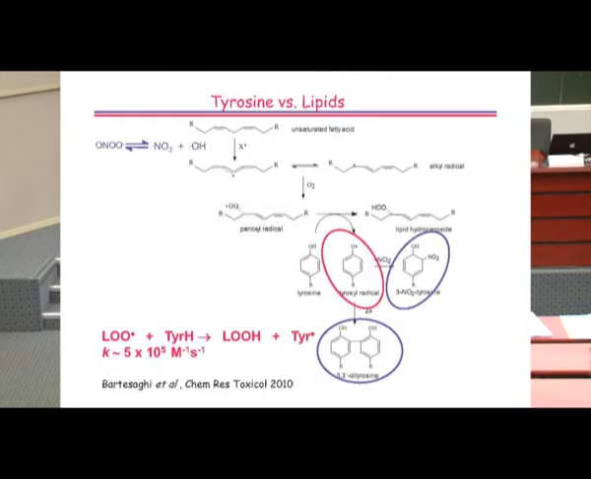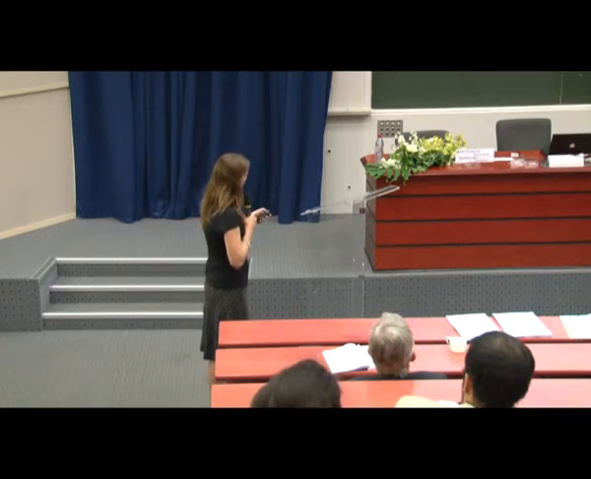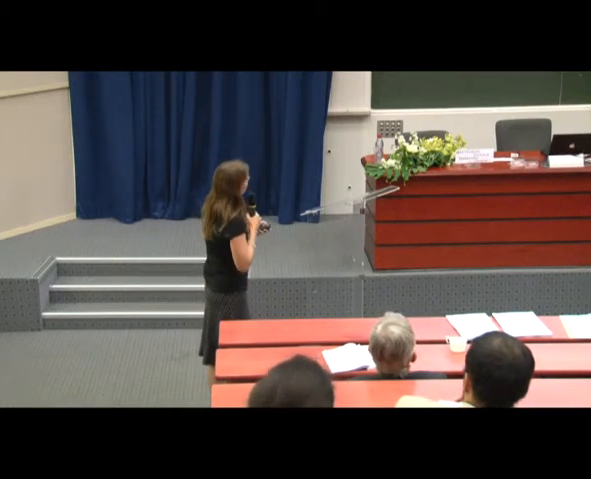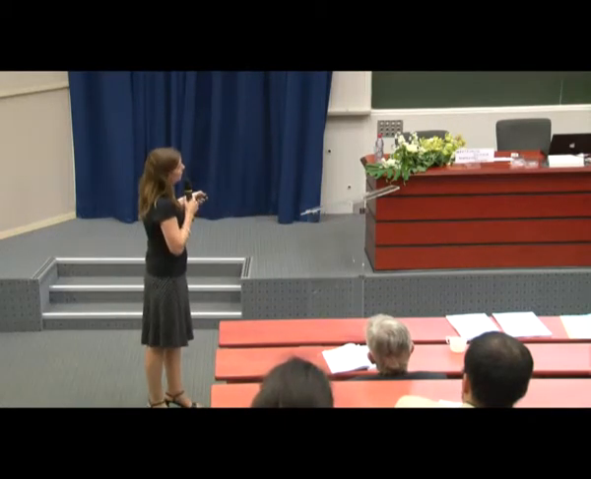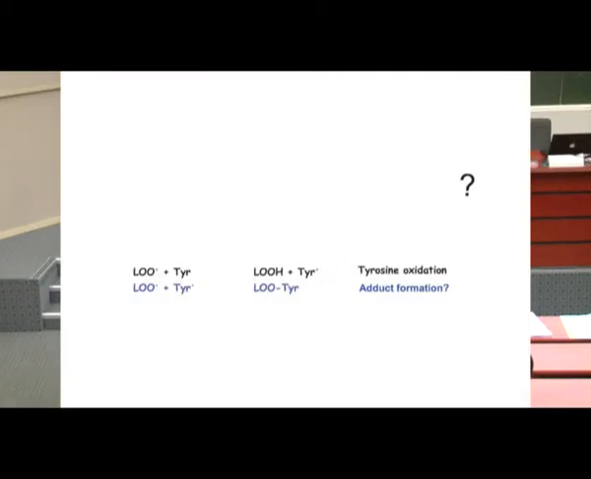By oxygen consumption experiments, we were able to demonstrate the reaction between tyrosine and lipid peroxyl radicals, with a rate constant of 10 to the fifth. And once we were able to demonstrate this reaction between tyrosine and lipid peroxyl radicals, we asked the question: if peroxyl radicals and tyrosyl radicals are formed at the same time, probably there would be a radical-radical termination reaction between both, and therefore the formation of adducts between themselves.